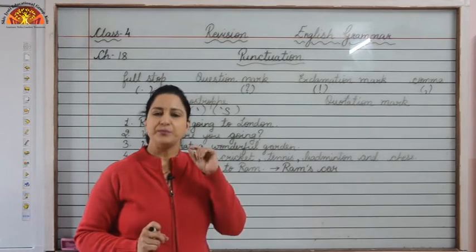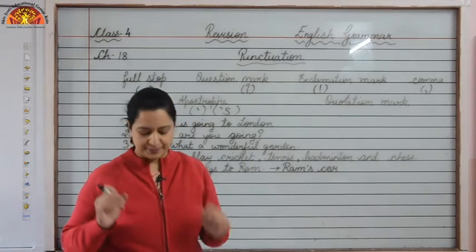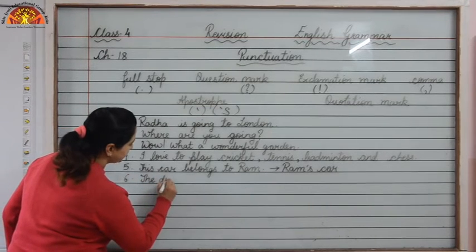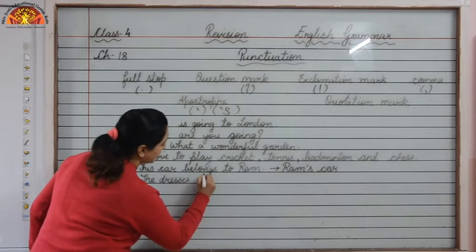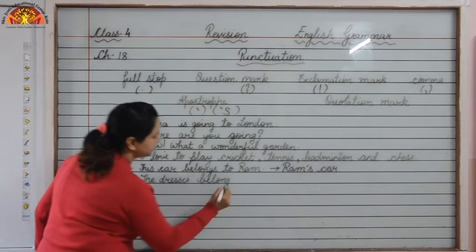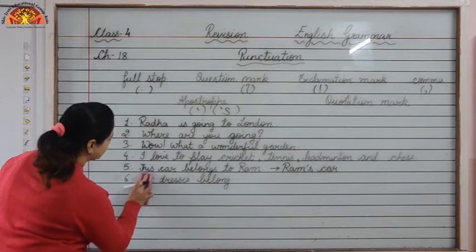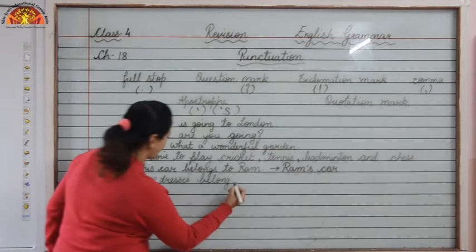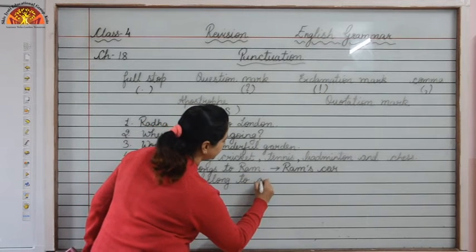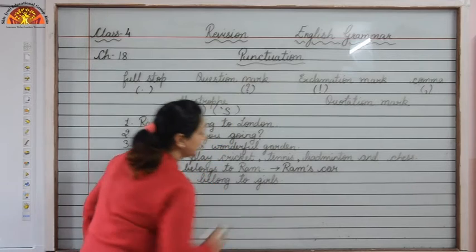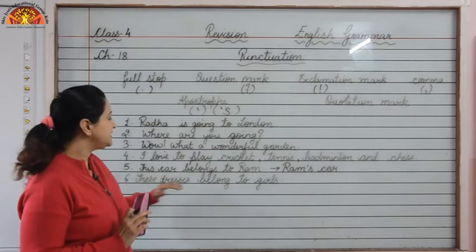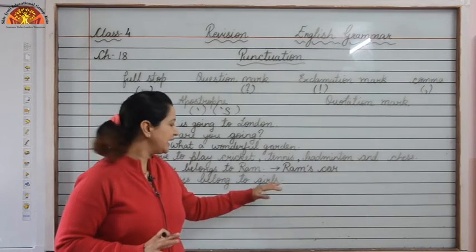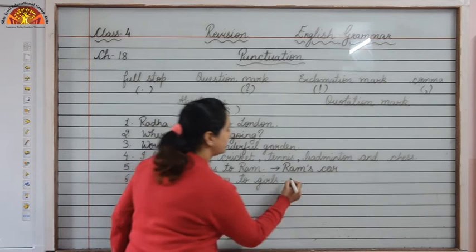Now I am giving you one more example of apostrophe. For example, I am writing here, these dresses belong to girls. Now in this sentence, these dresses belong to girls. Here our noun is plural in number, girls. So here what will we write?